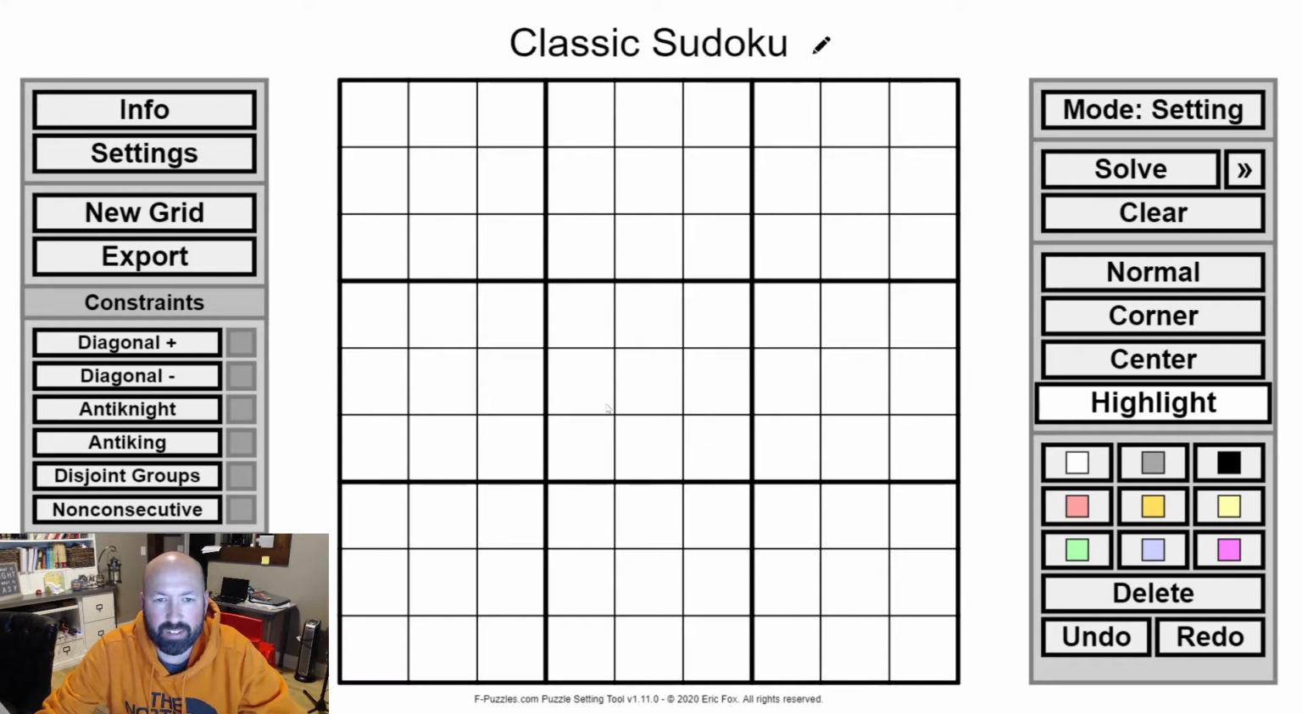All right, we're back for day 3 of the Advent calendar of puzzles. Today's puzzle involves a couple different things. The main thing is it's an XV Sudoku.